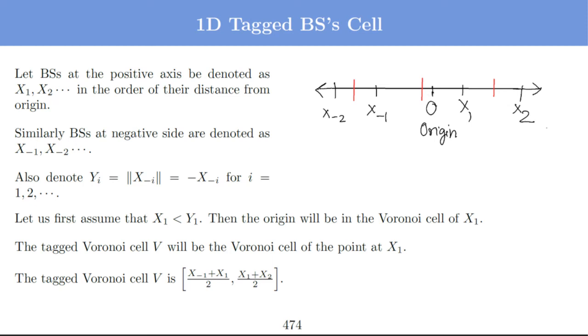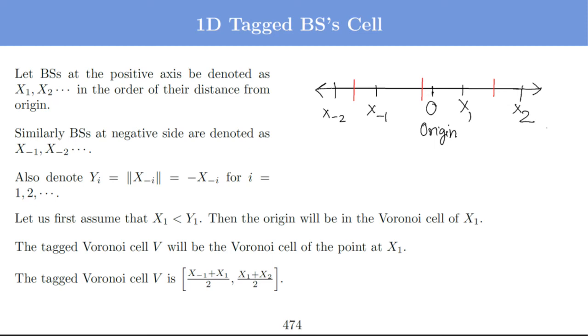Just for simplicity, x minus 1, x minus 2, all these are negative values, so we also save their absolute values in variable yi. So yi is nothing but the absolute value of x minus i, which is minus x minus i for negative values. Okay, now the origin is at the center.